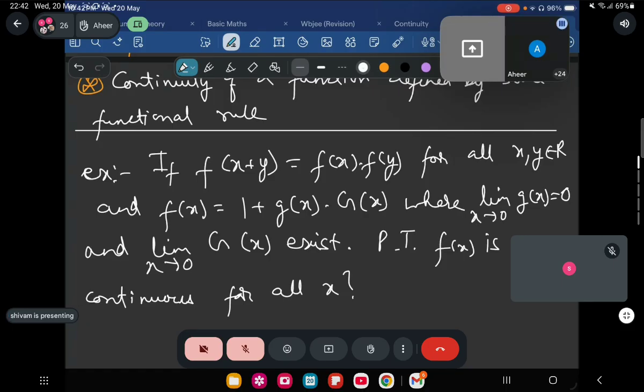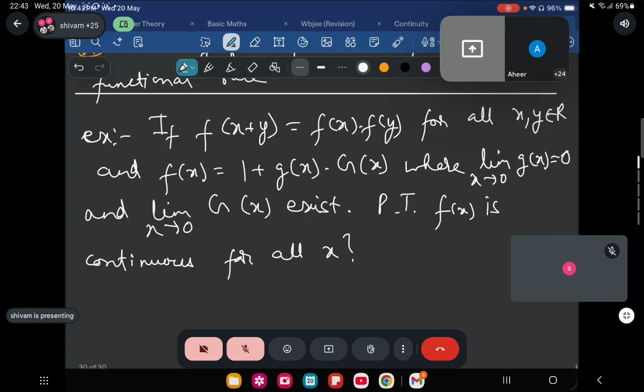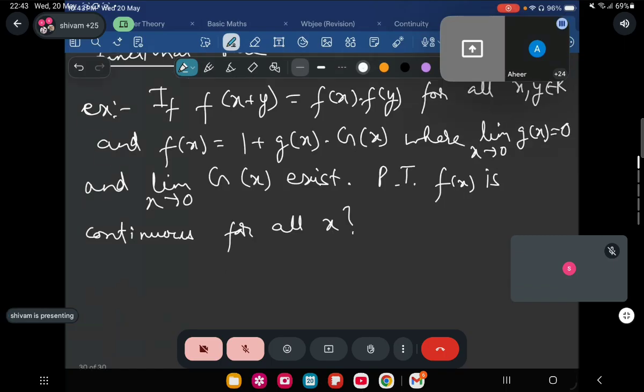Sir, we can evaluate the limit of f of x since it's defined, because the limit of g of x and capital G of x is defined. So we can find that when it tends to 0, and we can also find the value of f of 0. Okay. So over here, when can we say that f of x is continuous? When the limit tends to 0 minus, 0 plus, and f of 0 are equal.